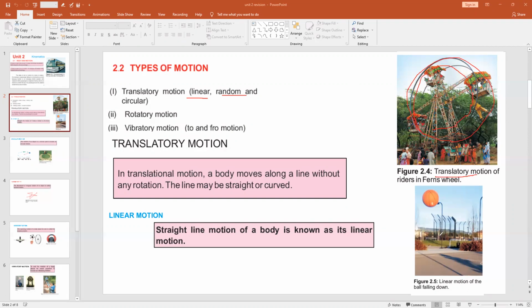Now, if you see figure 2.5, there is a ball over there, and if we throw it in a downward direction, it will move in this direction, right? It will come down toward the earth in a straight line. So we can say that this object has a translatory motion, and specifically linear motion, because it is coming in a straight line toward the earth, right?